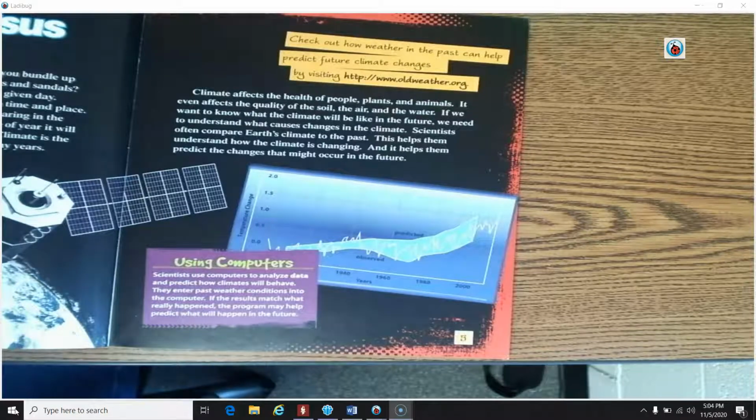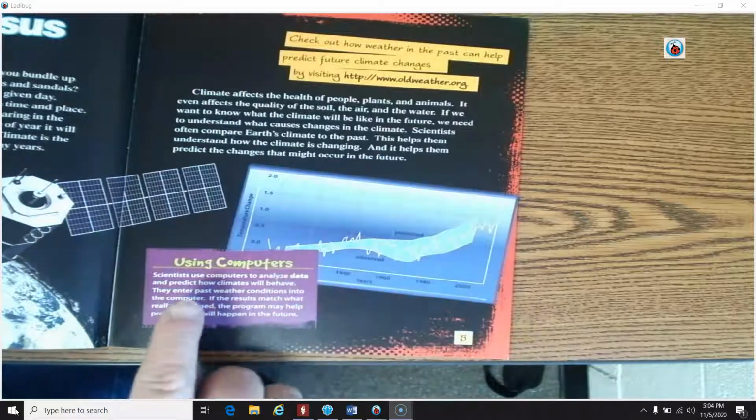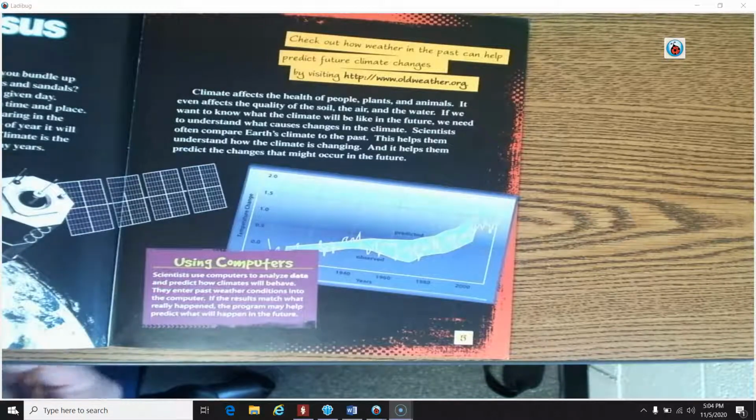Climate affects the health of people, plants, and animals. It even affects the quality of the soil, the air, and the water. If we want to know what the climate will be like in the future, we need to understand what causes changes in the climate. Scientists often compare Earth's climate to the past. This helps them understand how the climate is changing, and it helps them predict the changes that might occur in the future. So here's a cool little graph, and it says using computers. Scientists use computers to analyze data and predict how climates will behave. They enter past weather conditions into the computer. If the results match what really happened, the program may help predict what can happen in the future.